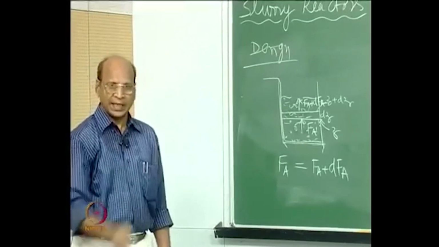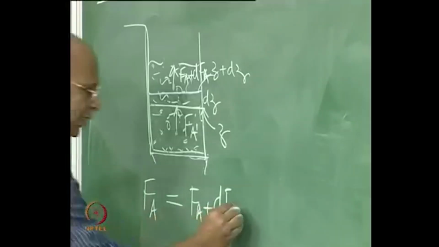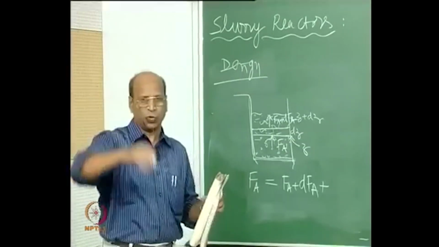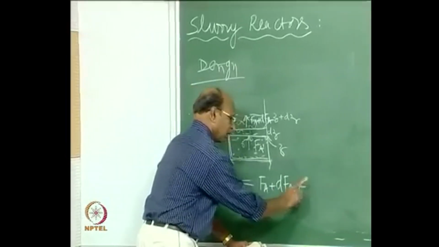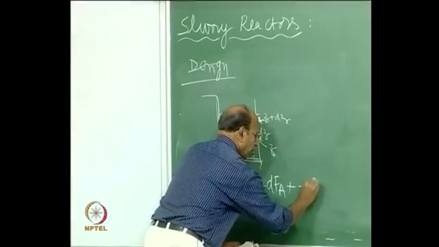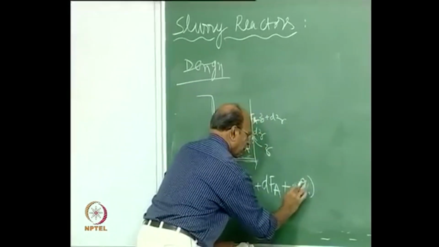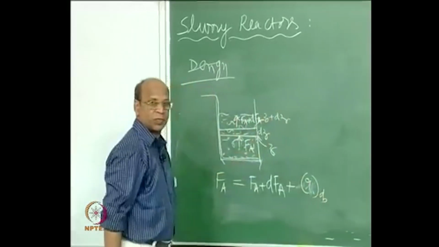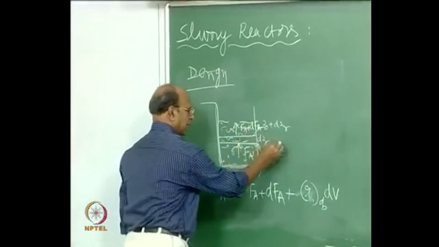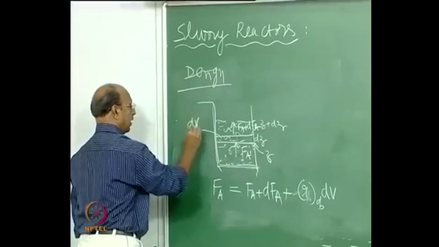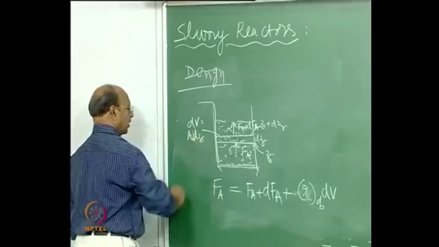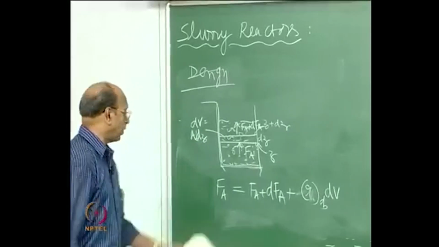Savita, moles per second. Yesterday also we did the same, moles per second. Plus, it is a continuous reactor where there is no accumulation for the gas. Gas is moving continuously, so accumulation equals 0, plus reaction. What is reaction? Minus ROB, the same thing into dV. This dV can be A into dz.